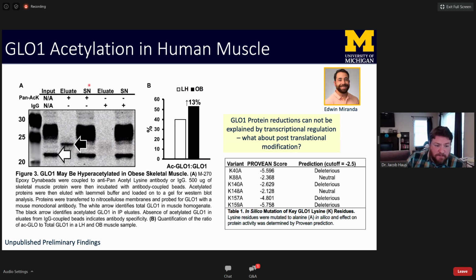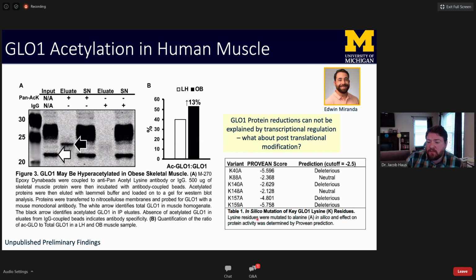And so sure enough, when he took some skeletal muscle tissue from muscle biopsy samples we had in these obese individuals, and he performed an immunoprecipitation of acetylated lysine residues and compared to an IgG control, he found that the GLO1 protein is in fact acetylated. And when we compare it against the IgG control, we find it absent there. And when we do this experiment between healthy controls and obese individuals, we see about a 13% increase in the amount of acetylated GLO1. Now, Edwin also believed that acetylation may be influencing GLO1 activity.